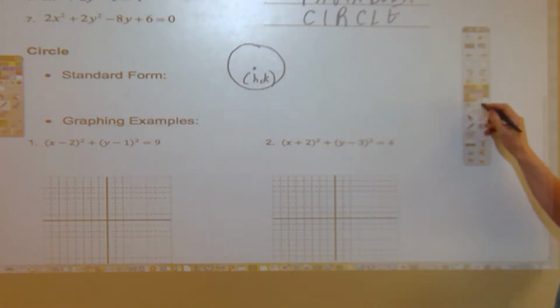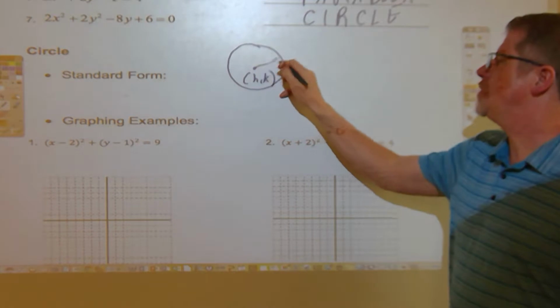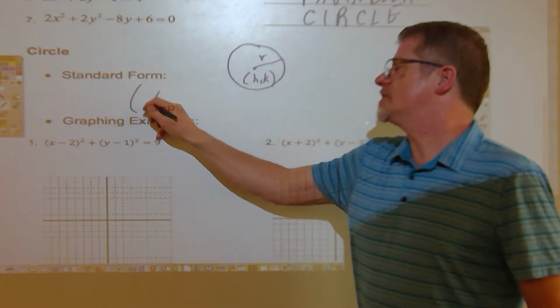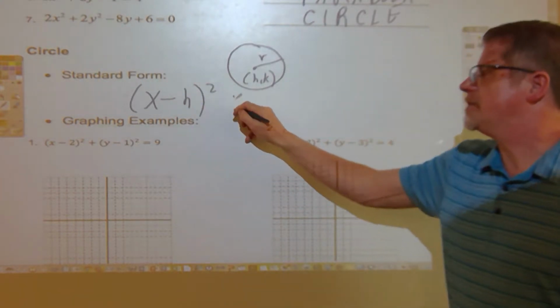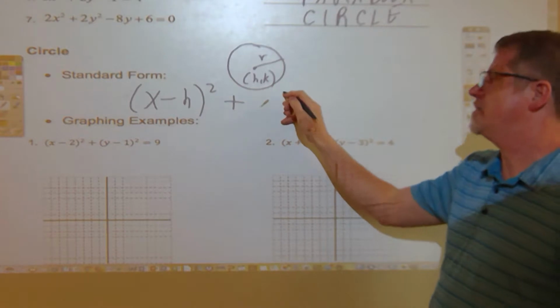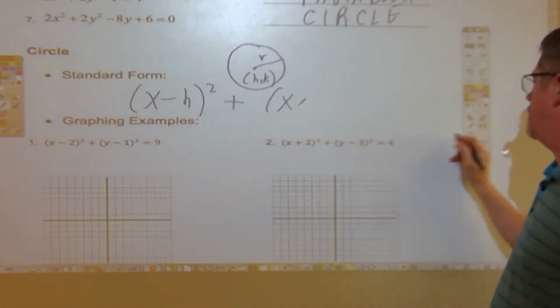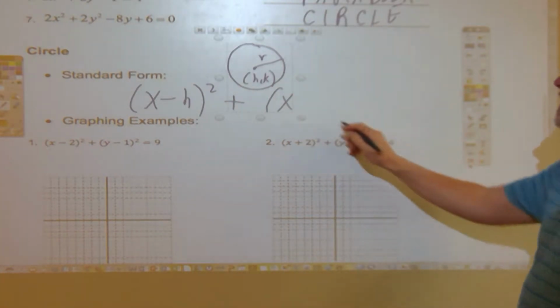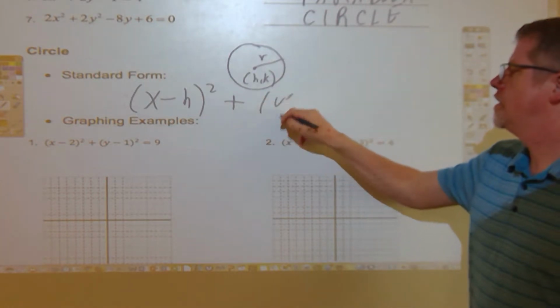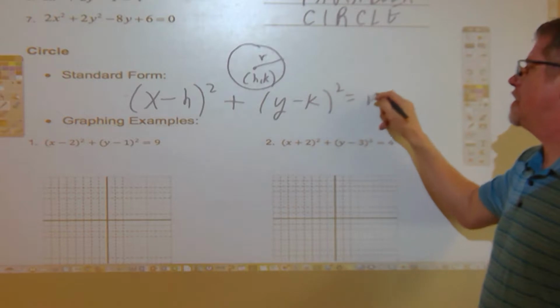The radius of the circle is going to be designated with a lowercase r, and so the standard form of the equation is going to be (x minus h) quantity squared. Perfect square. It's going to come from the 3-box method, which is why the 3-box method was so heavily emphasized yesterday, plus (y minus k) quantity squared is equal to r squared.